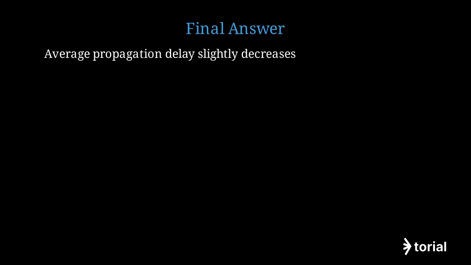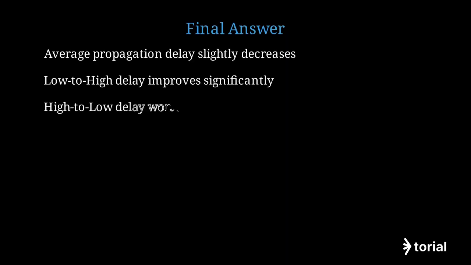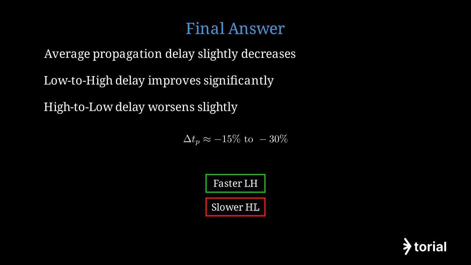Let's summarize what happens to propagation delay. The average propagation delay slightly decreases overall. Low to high delay improves significantly due to doubled PMOS current. High to low delay worsens slightly due to increased parasitic capacitance. Typical improvement ranges from 15 to 30% reduction depending on load conditions. The net result is faster rising edges but slower falling edges with modest overall improvement.